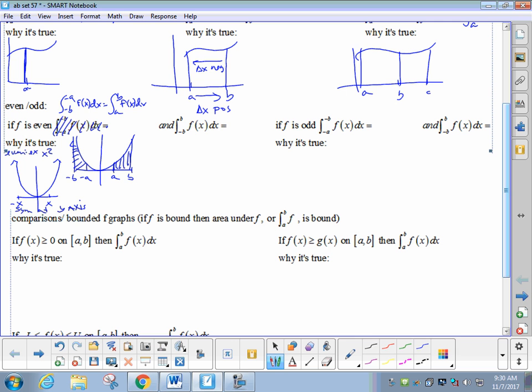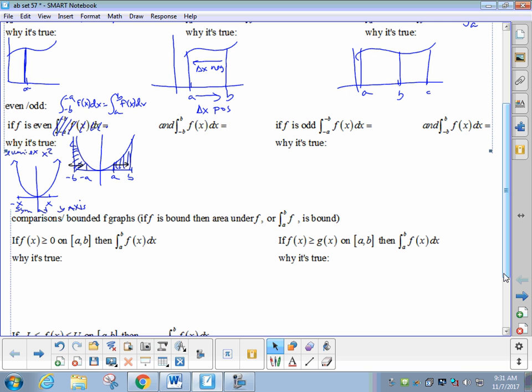In both cases, delta x would be positive because you're going left to right, and the y values would be the same because f at negative a matches f at positive a and such. So going left to right in both cases with positive y values yields the same area. Okay?